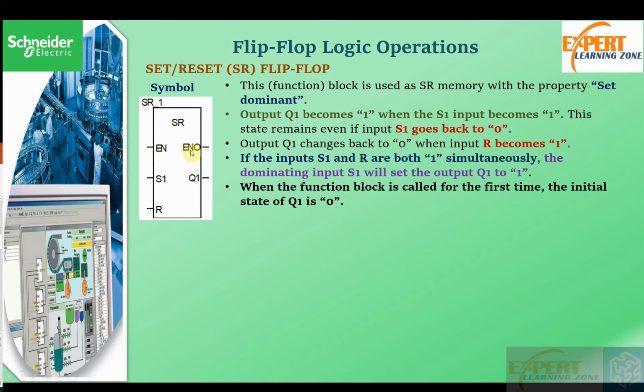Then we have the error notification pin. If this block executes with some error, this bit is set to 0, otherwise it is set to 1. So if it executes successfully, it is set to 1.